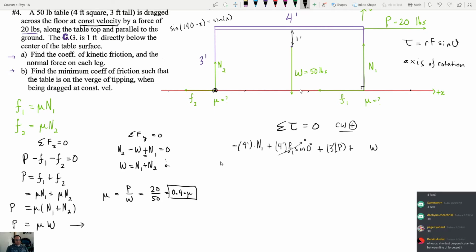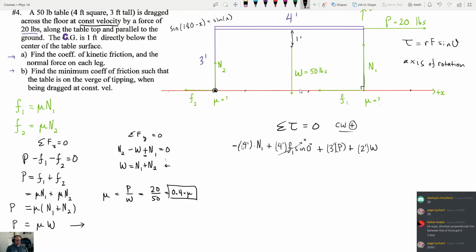Don't answer too quickly, just think about it. You've got your line of force right here, and we just want the shortest perpendicular distance to that. What's that going to be? 2 feet. Yep, that's right. So 2 times W, with feet.